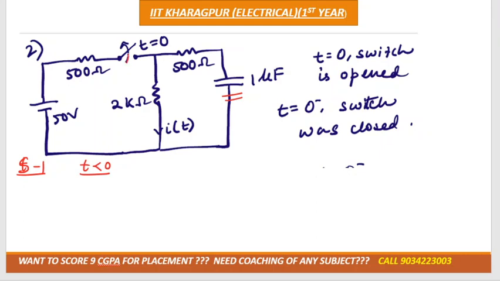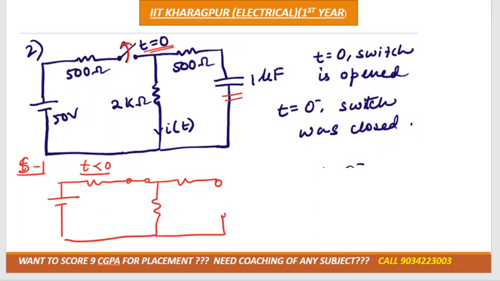Now tell me, at t equal to 0, the switch is opened, right? At t equal to 0 minus, the switch will be closed. So in this condition, the switch will remain closed, which means it will behave as a plain wire and the capacitor will be open circuit, right? We'll always mark A and B across where the capacitor was connected. So in this case, it is VAB.